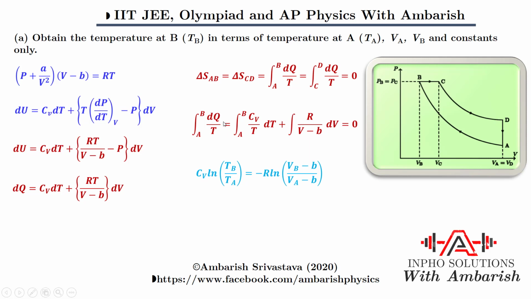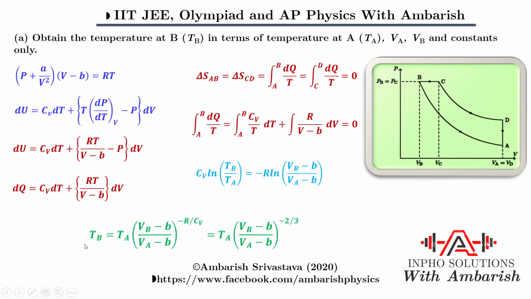So what do you get? Integral dQ by T is integral Cv dT by T. Okay, so just dQ divided by T you are doing: Cv by T dT plus R upon V minus b dV. So this integral is equal to 0. Okay. So then what do you get by integrating this? You get Cv log of Tb by Ta is equal to minus R log of Vb minus b upon Va minus b. Okay. And you can just rearrange the terms to get the value of Tb.